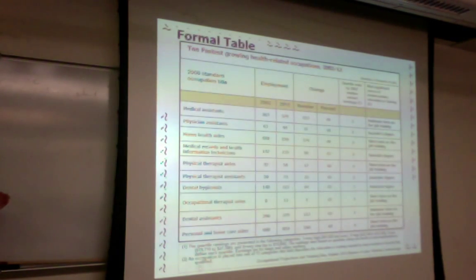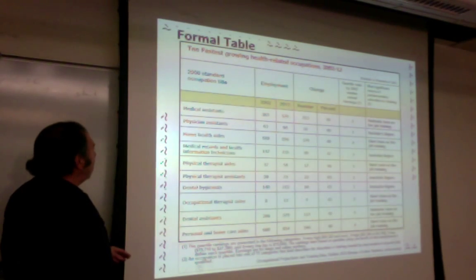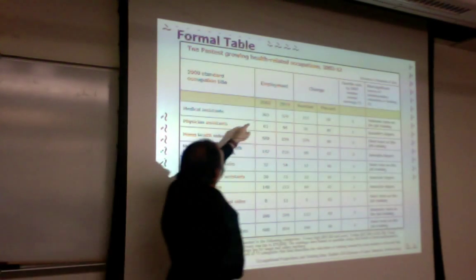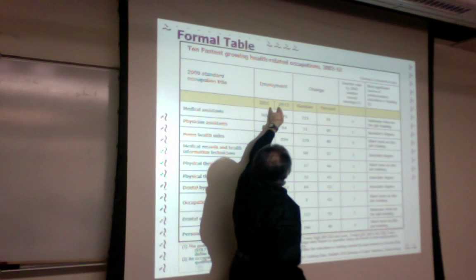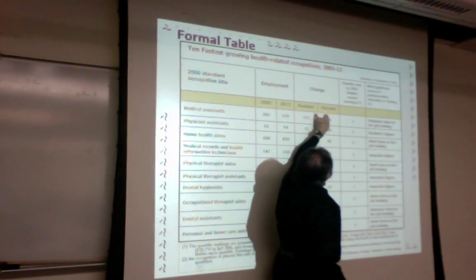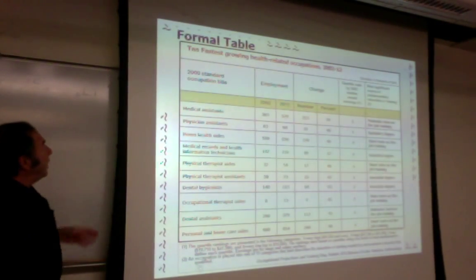Here's a formal table, and you can see all of the cells are surrounded by a line. There's a rule dividing up the different cells. It's got a number of different categories here. So you've got a box head with 2002, 2012, number versus percent. All right, and that's a formal table.